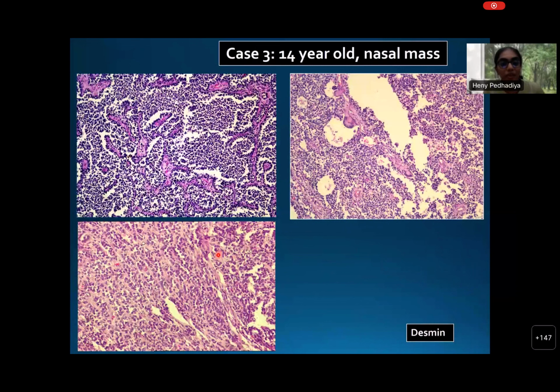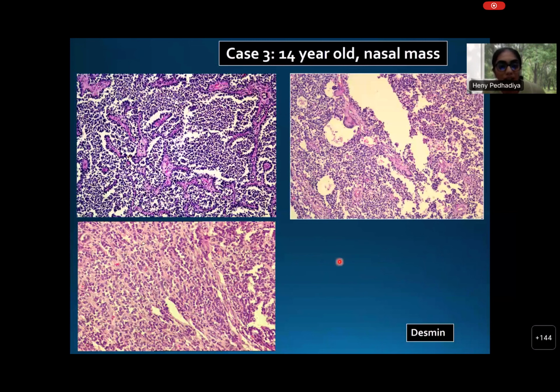First, scanner view magnification shows sheets of small blue round cells separated by thick fibrovascular septum. No rosette seen. Second image shows sheets of small blue round cells. Cells are small to medium in size, having round-shaped hyperchromatic nuclei and a scanty amount of eosinophilic cytoplasm. Few multinucleated giant cells also seen, and a few ganglion-like cells seen.